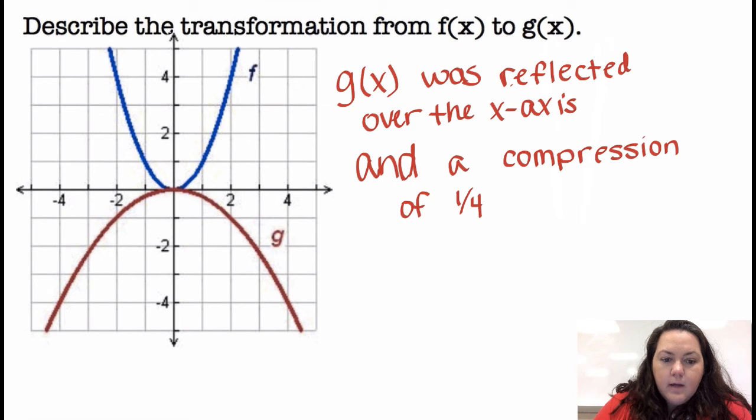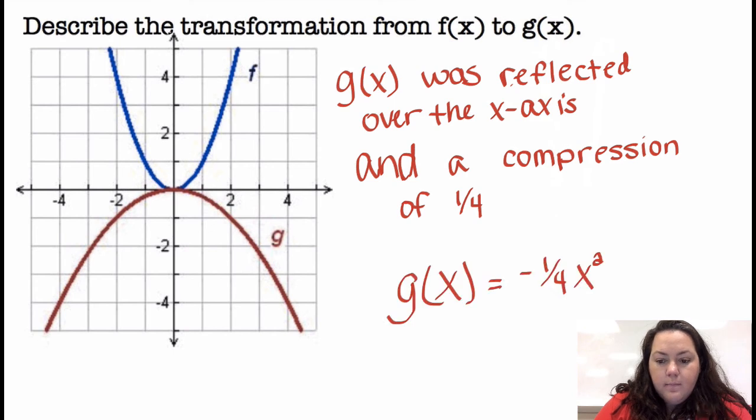That one had a point at 2, 4, and then 4, -4. So where our 1, 1 was, we didn't have a matching point until we got to 4, -4, so the compression was 1/4. You can kind of get it that way. So my function would be g of x equals negative, because it was reflected, and then it was a compression, so a is less than 1, 1/4 x squared.